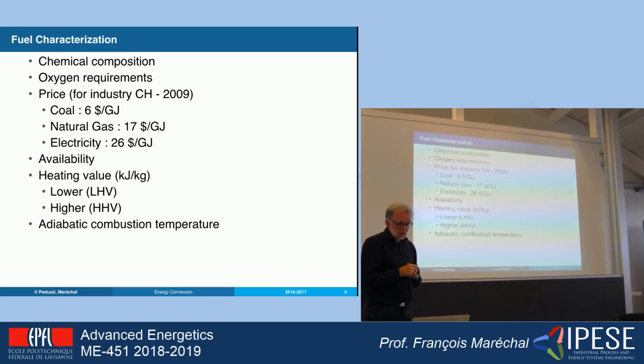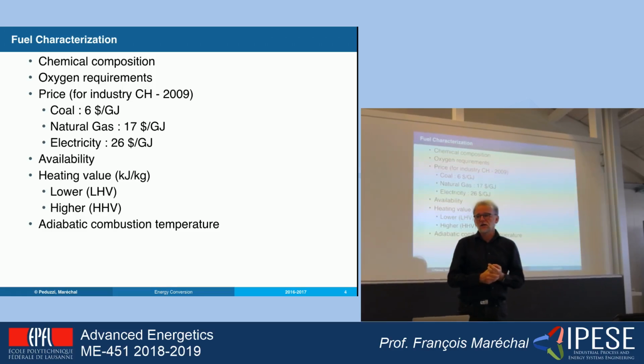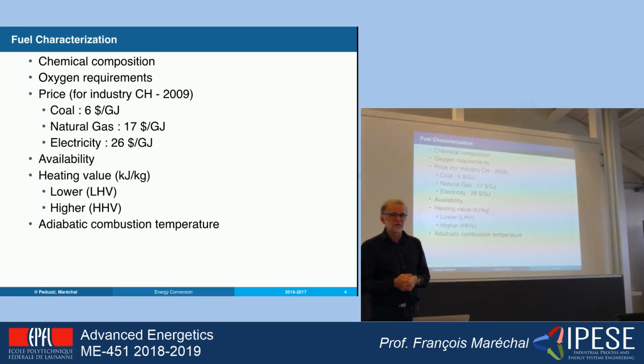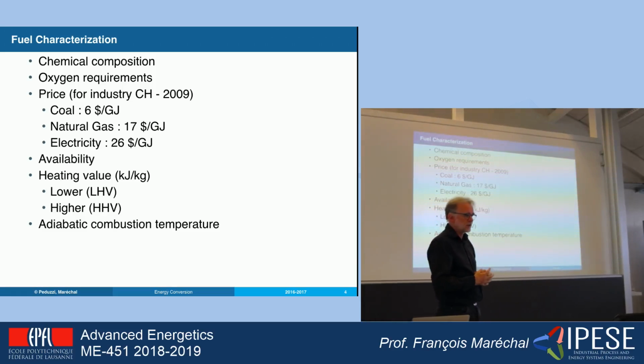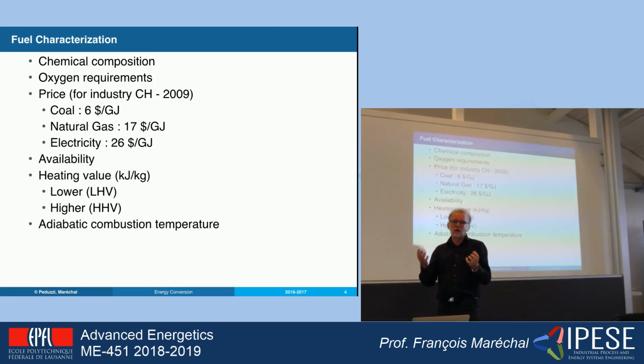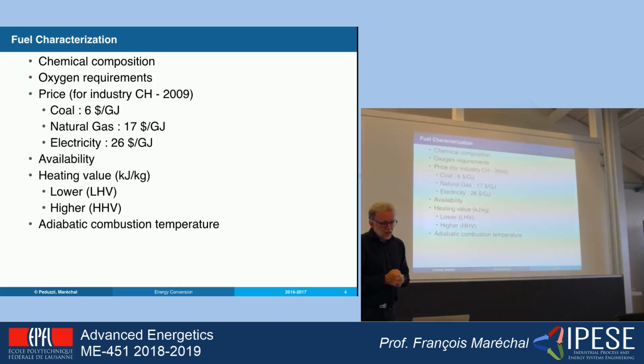And this amount is given in different units. So typically when you have a natural gas, it will be per cubic meter. The oil will be per liter, okay? And the wood will be per kilogram, for example, or stere in French, okay?